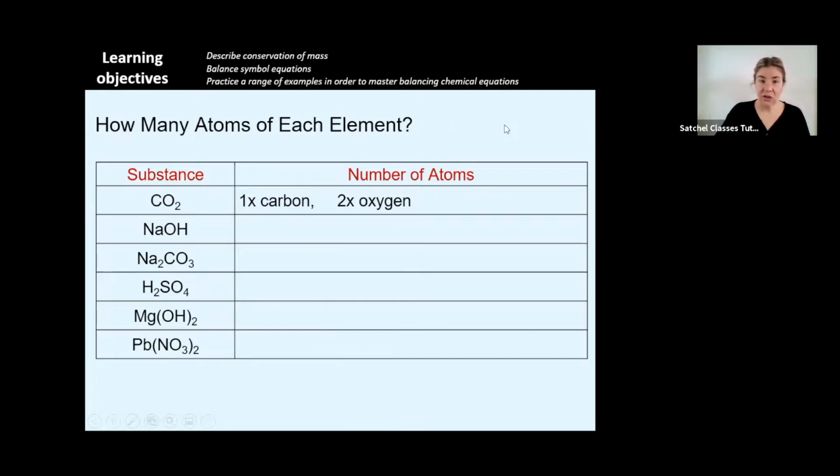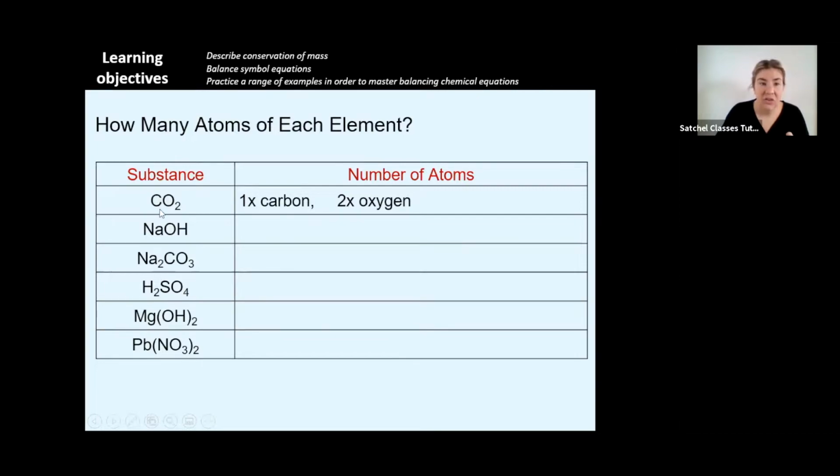To get you started, what I would like you to do, if you have got a piece of paper, this is where it's going to come in really handy. Of course, you can just do this verbally if you're watching this on your phone. You can have a look at these different substances or compounds. I want you to get into the habit of identifying the atoms, identifying the elements and how many of each atom there are.